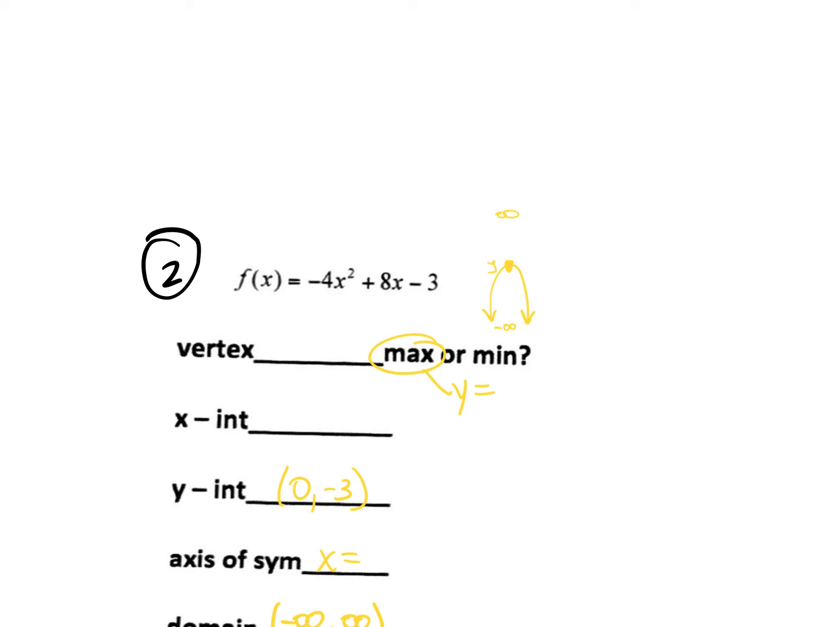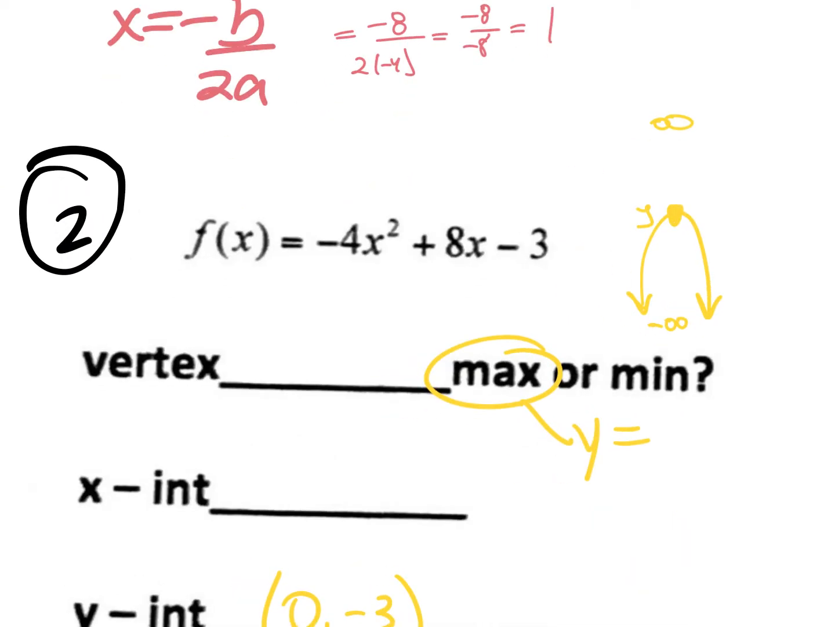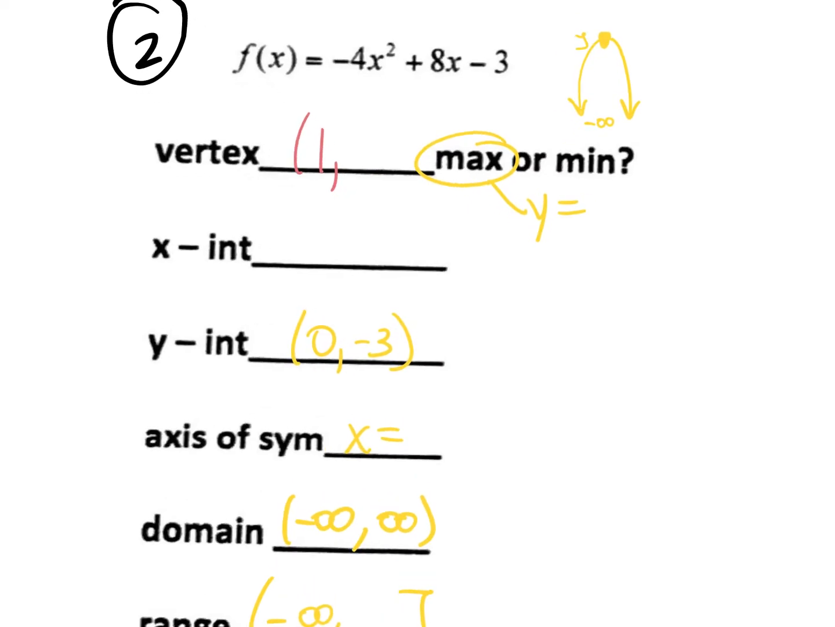How do you find it? Negative b, x equals negative b over 2a. That's going to tell me the x part. Then I'm going to find the y part. So negative b, I have negative 8 divided by 2 times negative 4. What's negative 8 divided by negative 8? Positive 1. So my vertex is at 1 comma something. My axis of symmetry is that x equals 1.